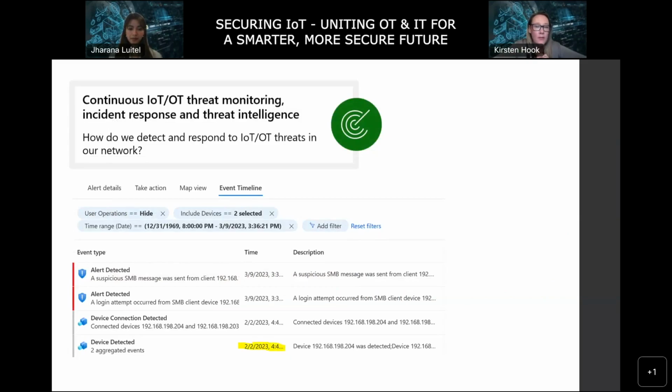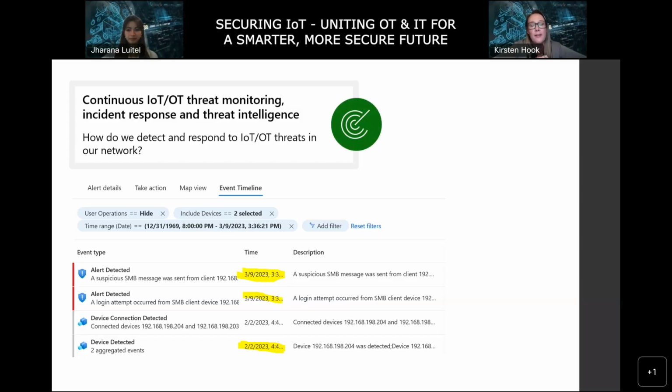We can see on February 2nd that these two devices popped up. And then right away after that, we can see that those two devices started communicating with each other. Interesting. What's more interesting though is on March 9th, so like a month and a few days later, we noticed that there was a login attempt from an SMB client device. So that's interesting. It's even more interesting when that suspicious SMB message is being sent from that device.